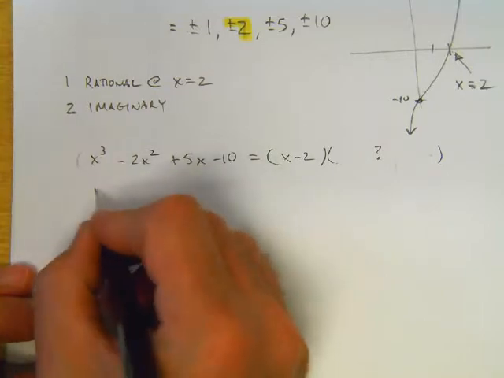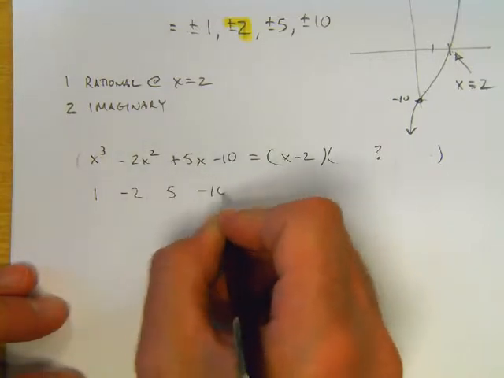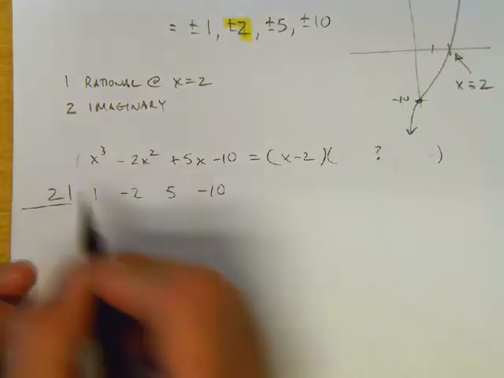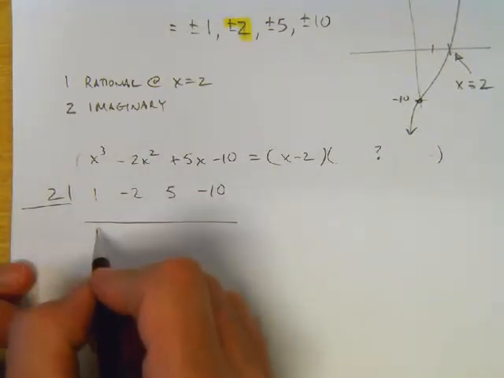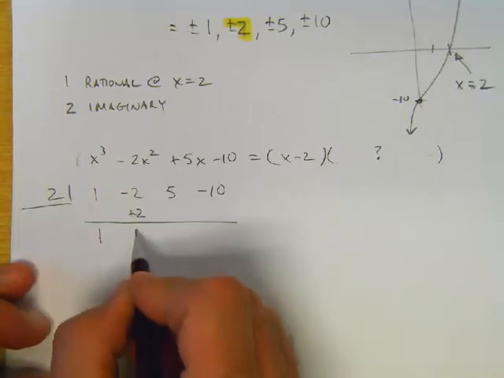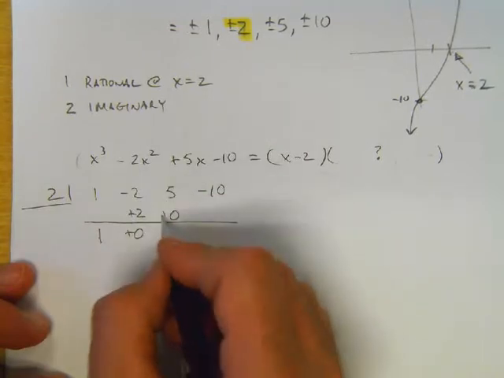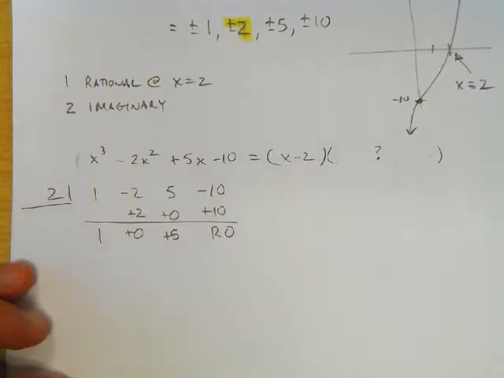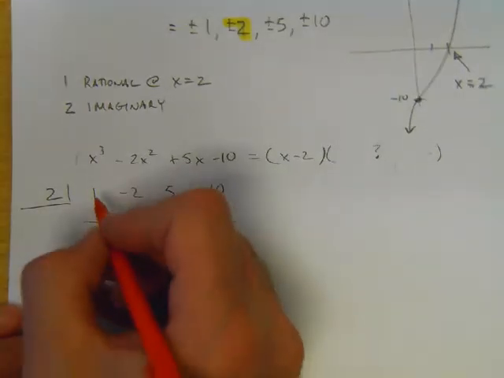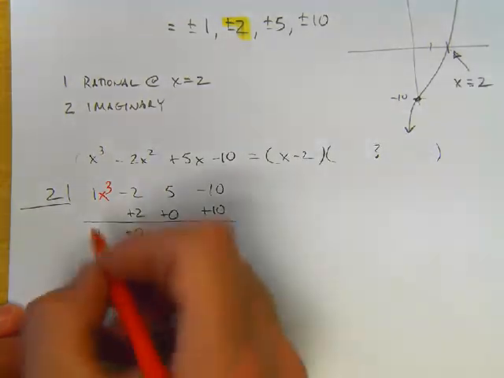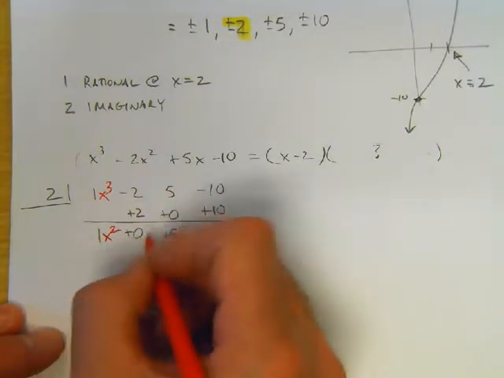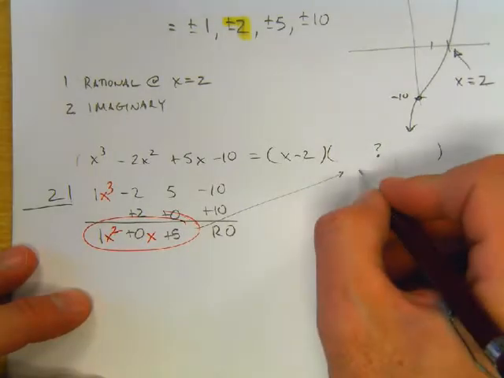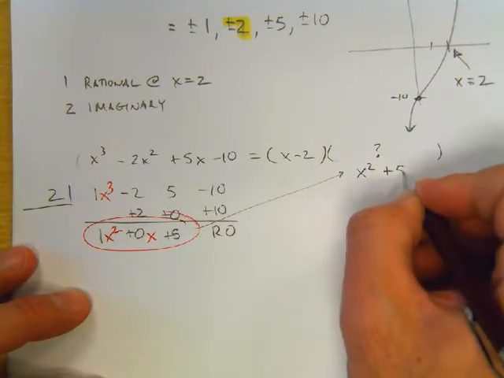So synthetic will represent the cubic with 1, minus 2, 5, and minus 10. And then what number do we divide by? Yeah, 2, by the root. Drop the 1, multiply, combine, multiply, combine, multiply, combine. We started out with a cubic. We divide by x, so we get a quadratic, 1x squared plus 0x plus 5. So this factor is x squared plus 5.